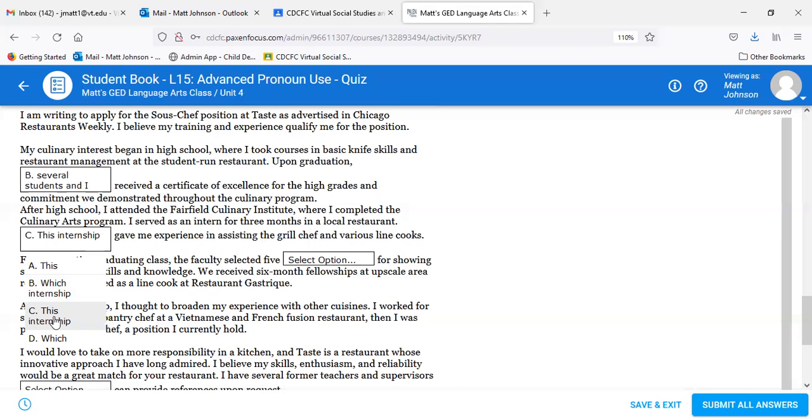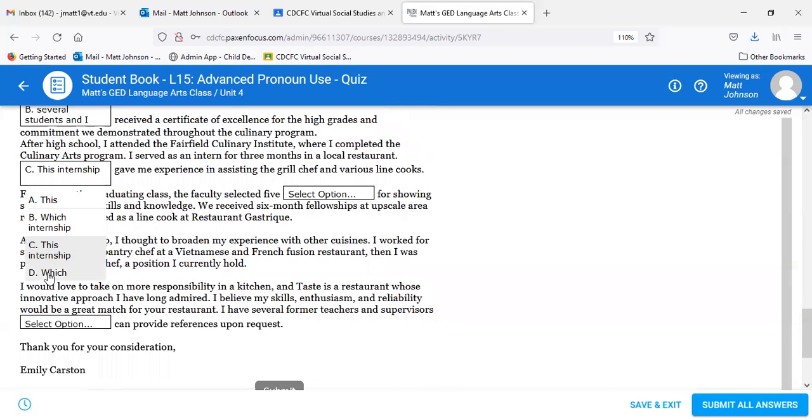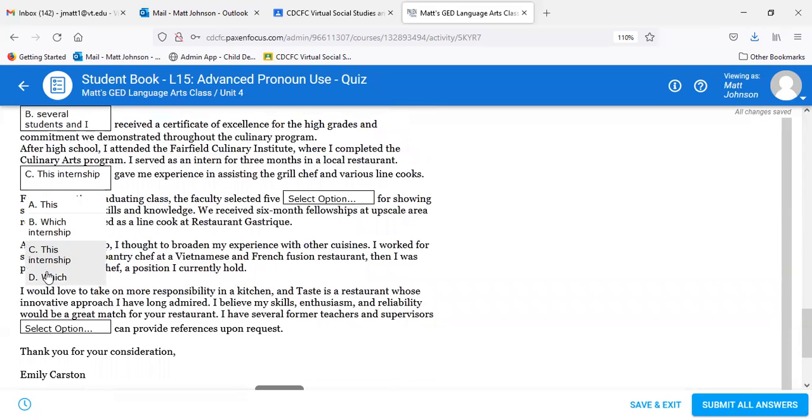That's incorrect. And then D, which gave me experience. If you made a compound sentence, you could use that: I served as an intern for 3 months in a local restaurant, comma, which gave me experience in assisting the grill chef and various line cooks. As a new sentence, though, you have to go with C.